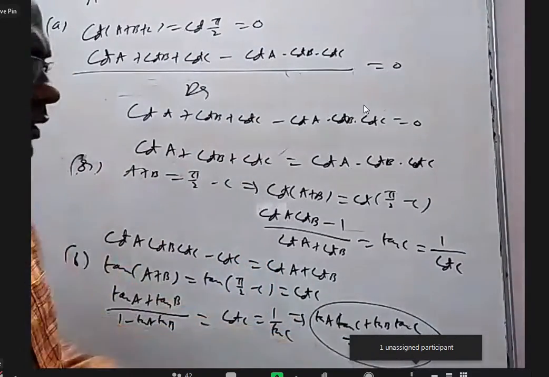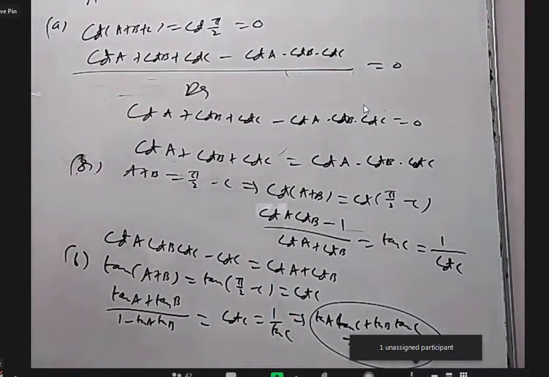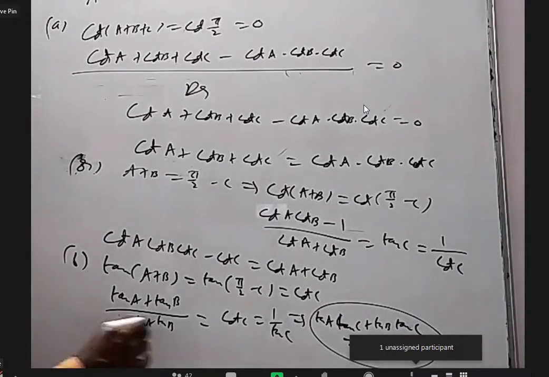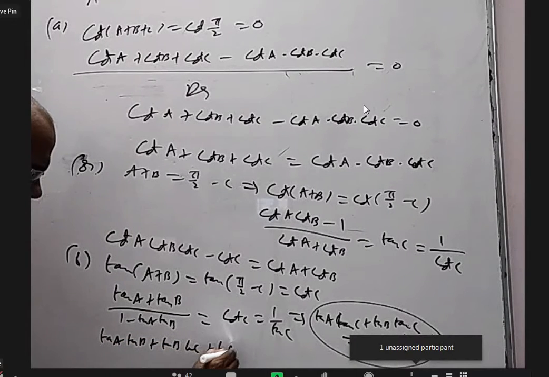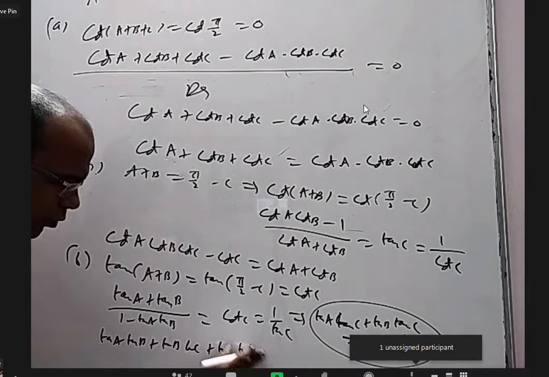If you bring this one to this side, you will get tan A tan B plus tan B tan C plus tan C tan A equal to 1. That's the question you will get. Okay, tan A tan B plus tan B tan C plus tan C tan A equal to 1.